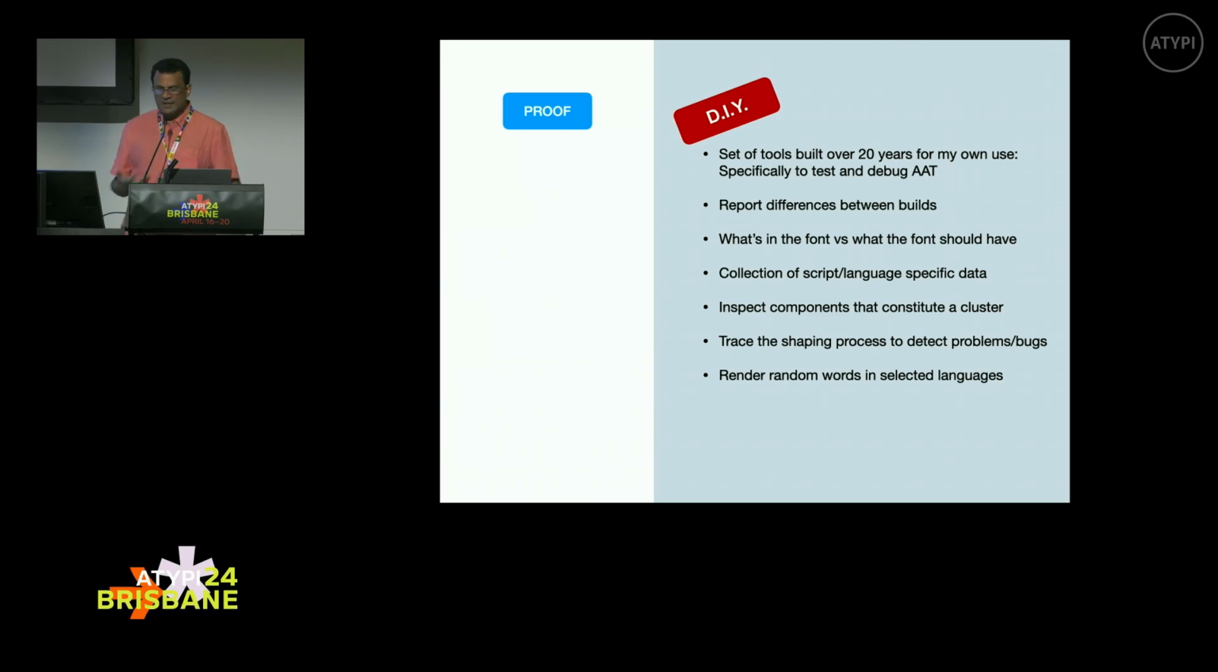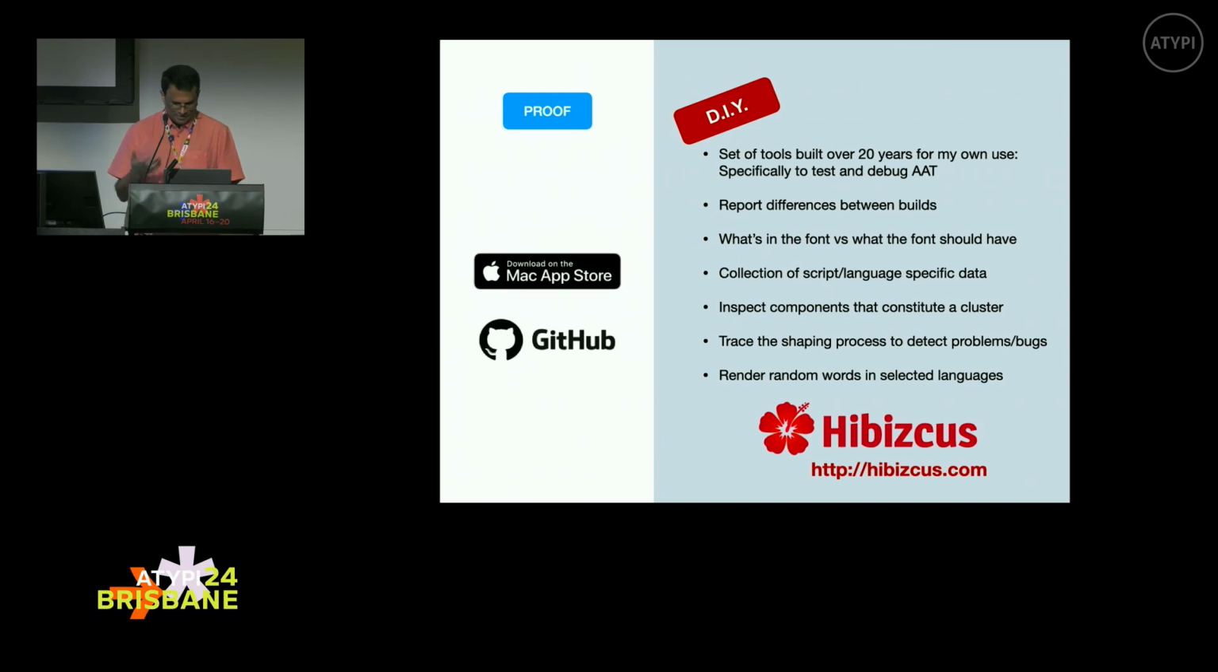When things don't work, I want to be able to trace the shaping process and see where I have failed. And then finally, render random words in the language and see if they all work okay. That's basically what I needed when I built the fonts. So I built a tool called HarfBuzz, which is available on the App Store for free. It's open source, it's on GitHub. And I'm going to demonstrate that to you now.